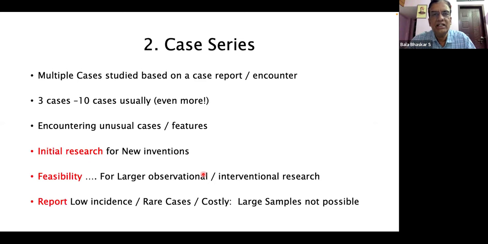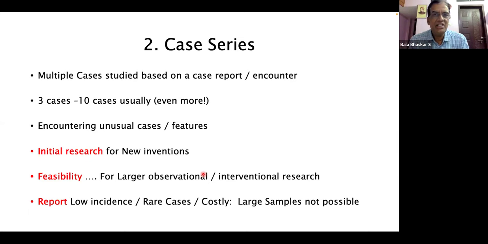Then we'll go to the second type of epidemiological research or study, called the case series. It is just the next level of case report, where we don't have just one or two cases, we have multiple cases based on the encounters of the physician or the anesthesiologist. It could extend anywhere from 3 cases to 10 cases, and sometimes some of them would also comment on more than 10 cases.